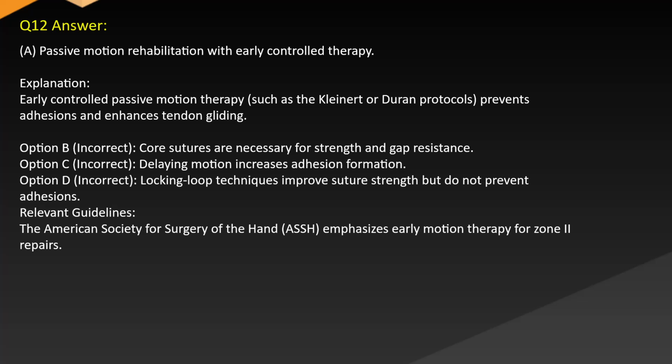Option B incorrect. Coarse sutures are necessary for strength and gap resistance. Option C incorrect. Delaying motion increases adhesion formation. Option D incorrect. Locking loop techniques improve suture strength but do not prevent adhesions. Relevant guidelines: the American Society for Surgery of the Hand (ASSH) emphasizes early motion therapy for zone 2 repairs.